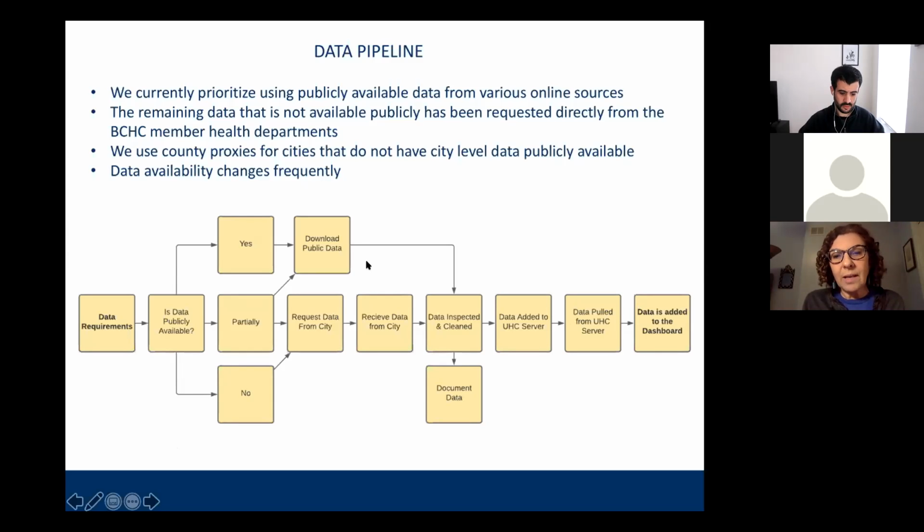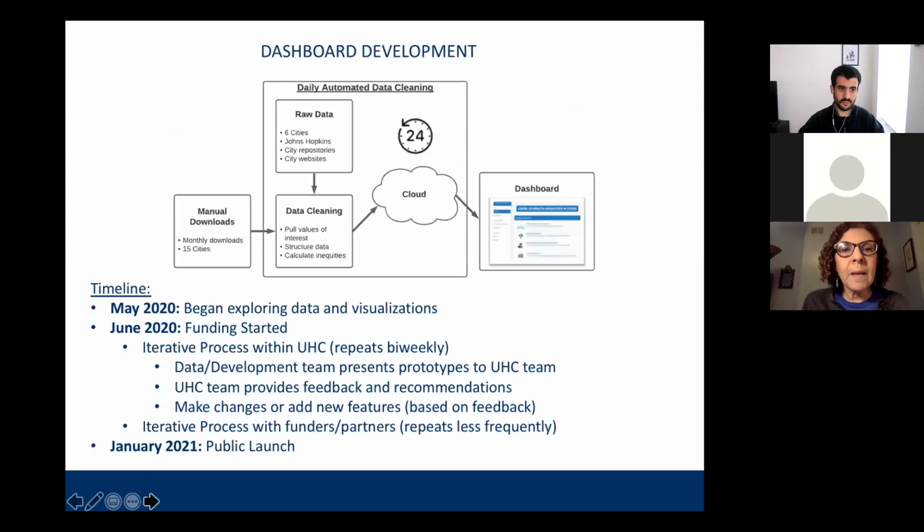So this algorithm shows a little bit about some of the steps in that process. The development of the dashboard began in May of 2020. Funding started in June, and we have been through an iterative process involving the Urban Health Collaborative and in consultation with the De Beaumont Foundation, the Big Cities Health Coalition, and Robert Wood Johnson Foundation to develop the dashboard that we have today, and we have launched it publicly in January.